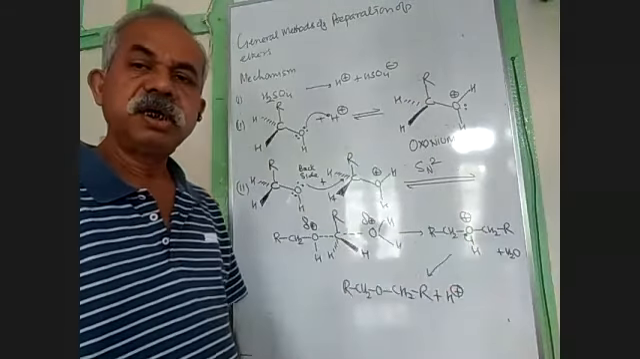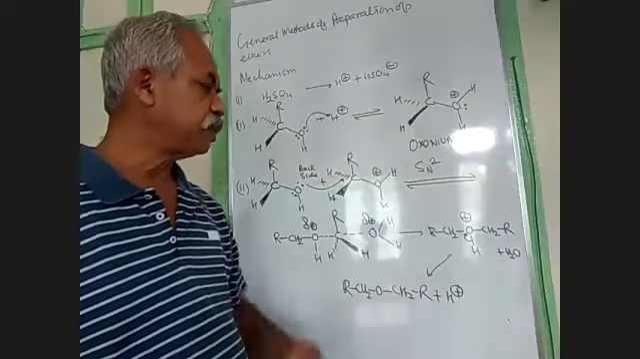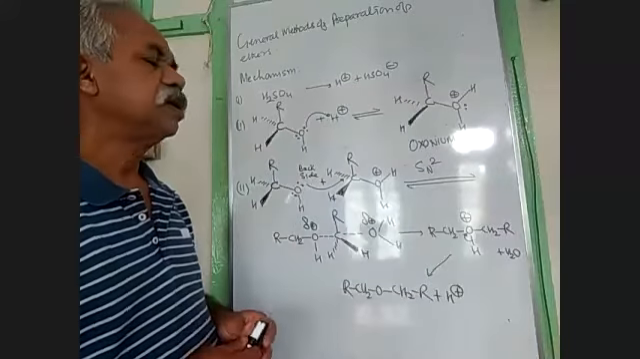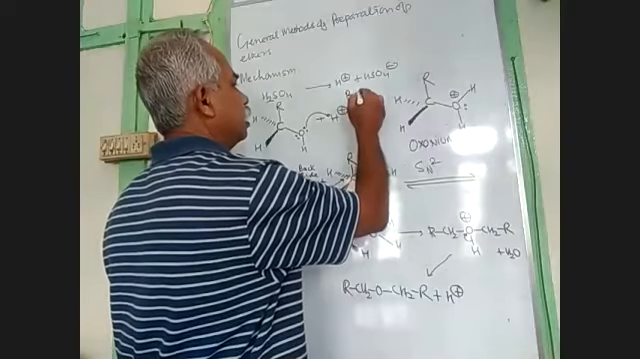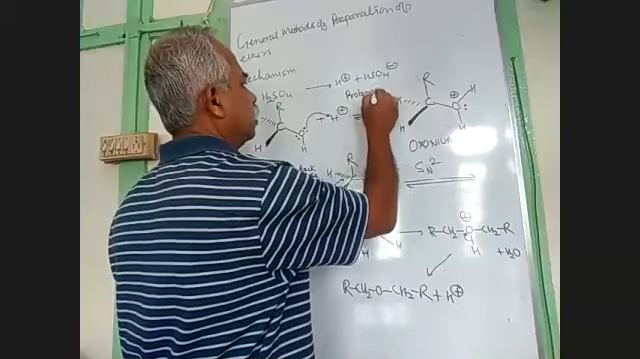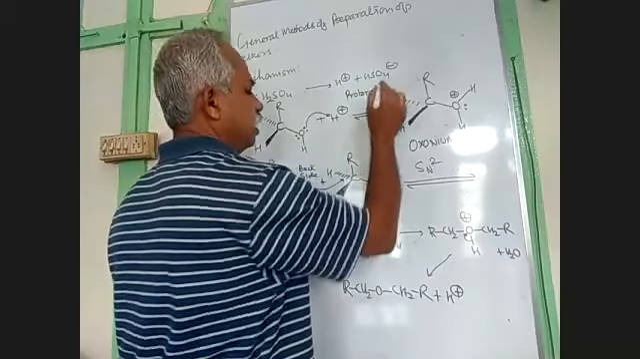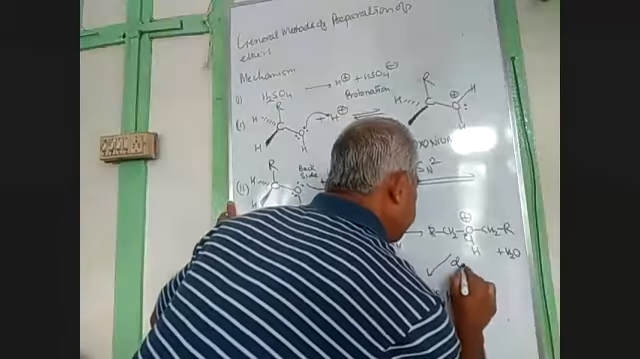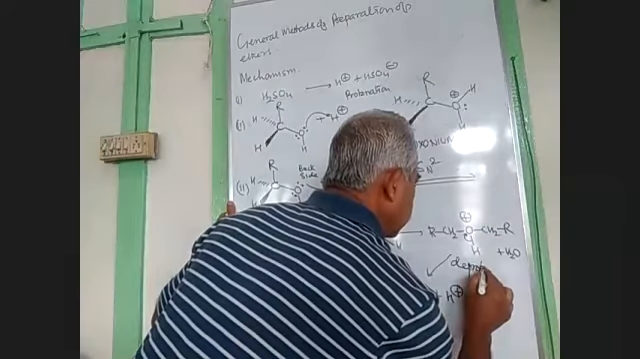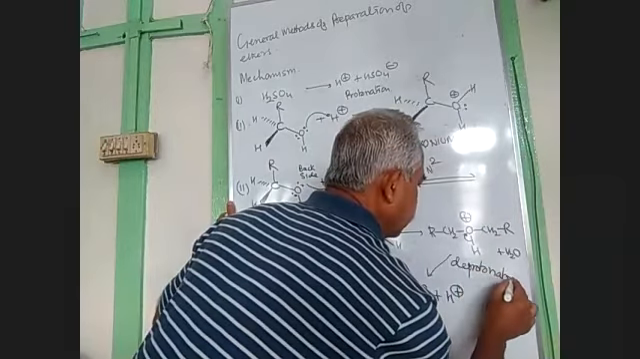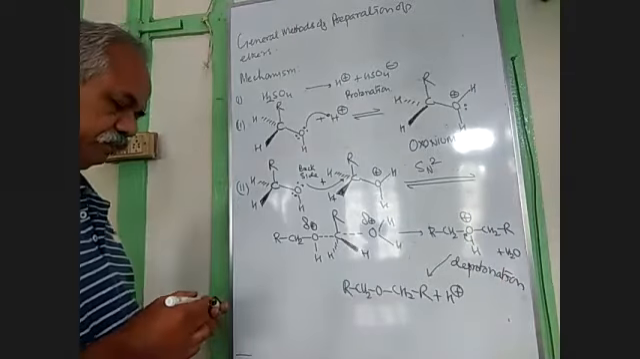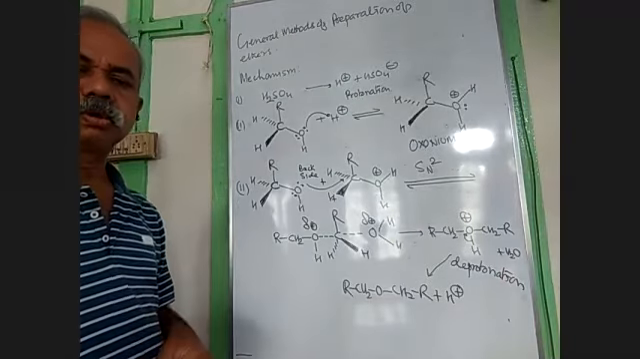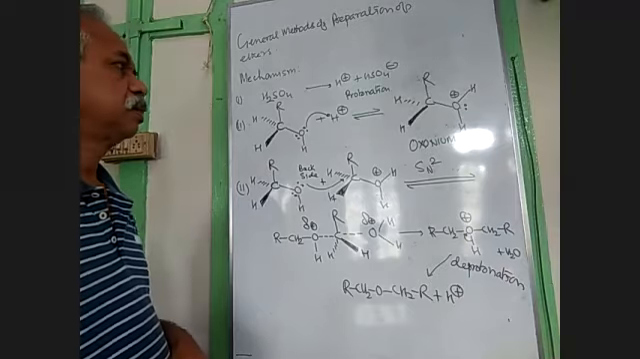We call this deprotonation. So this step is deprotonation, and this step is protonation. Protonation occurs here, and here deprotonation takes place. So please write down this mechanism. This is in your book and in your syllabus. Please write it down.